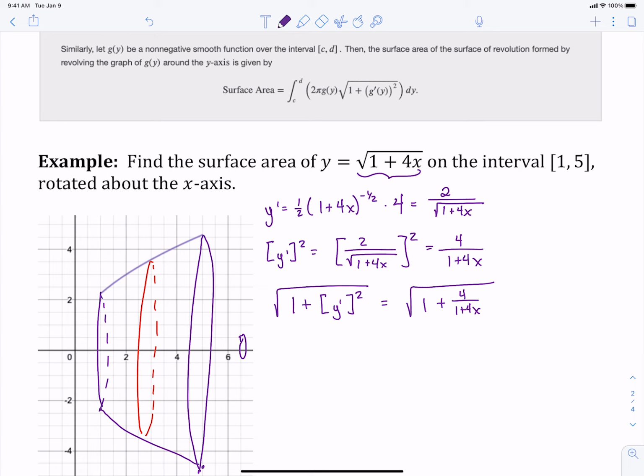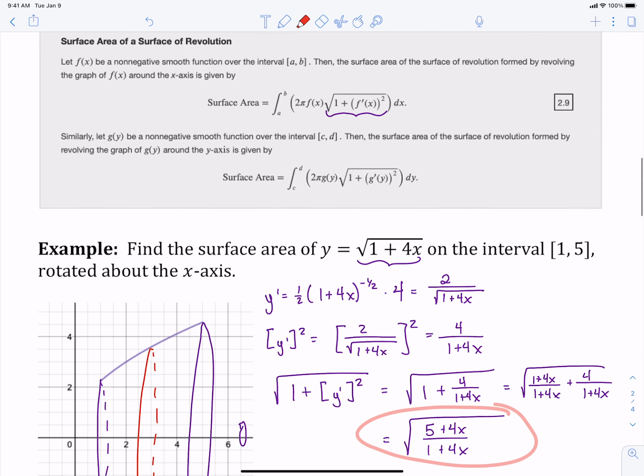There we go. And so what I want to do is actually add these two terms together. That's not very difficult because we can get a common denominator on 1. That's sort of the easiest thing to get a common denominator with. We just need to do that 1 plus 4x on the top and 1 plus 4x on the bottom. And then we can add our numerators and we get 5 plus 4x over 1 plus 4x. All right, so this is what's going to sit right here in our integral.